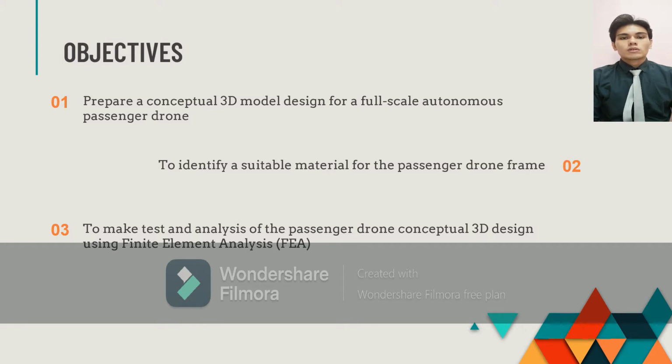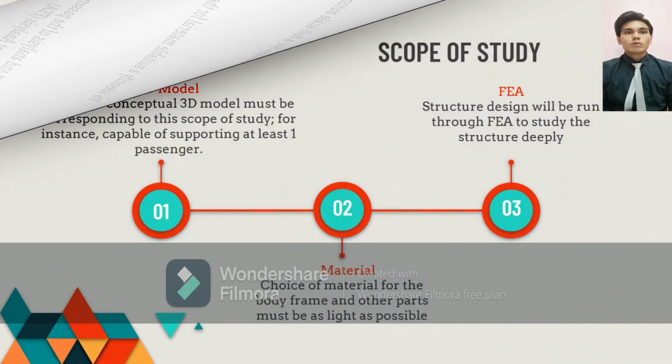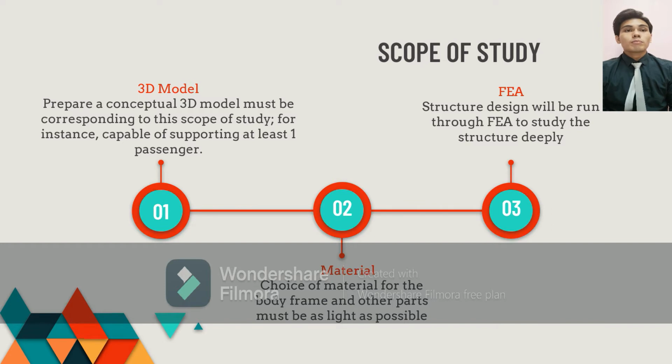Next, after the drone has been designed, I should make tests and analysis using finite element analysis (FEA) using CAD software. This project will be focused on preparing a conceptual 3D model that is capable of supporting at least one passenger. On the material, the choice of material for the body frame and other parts must be as light as possible so the drone can fly smoothly.